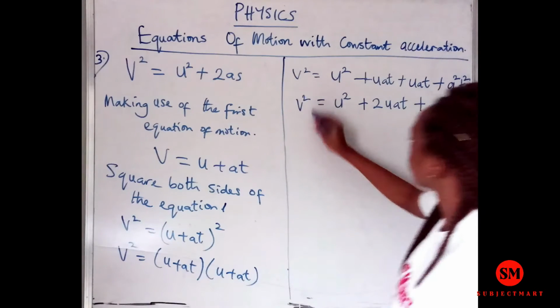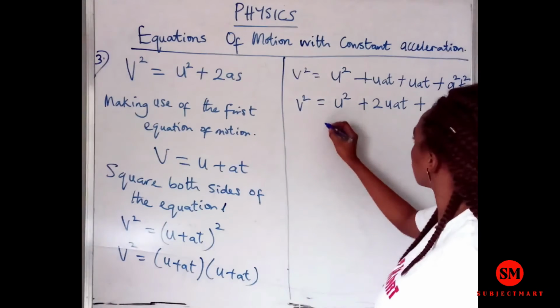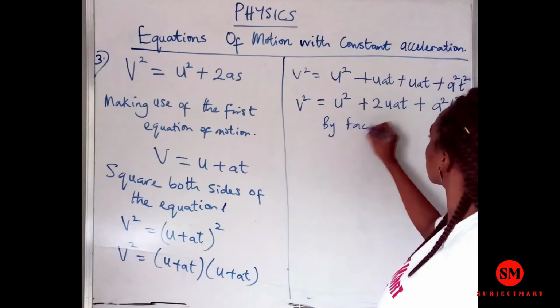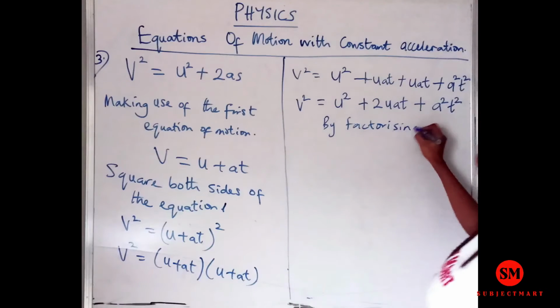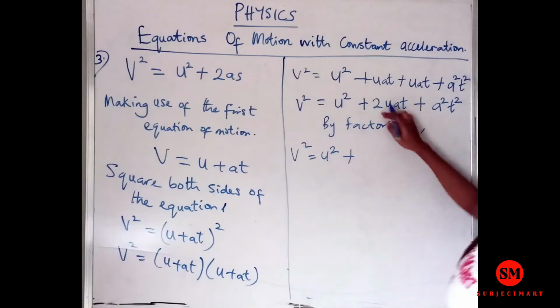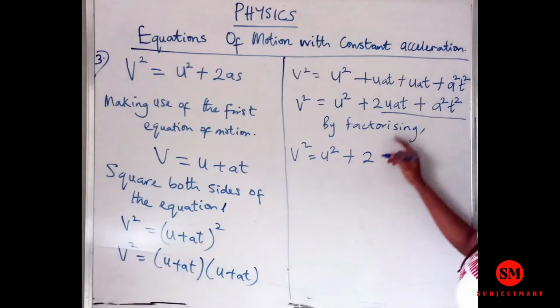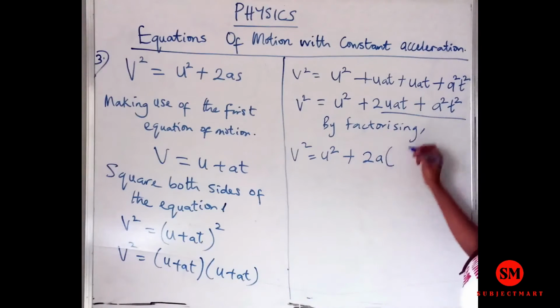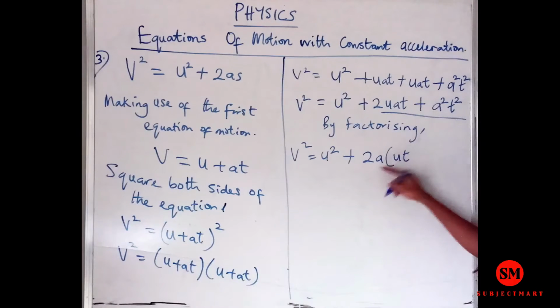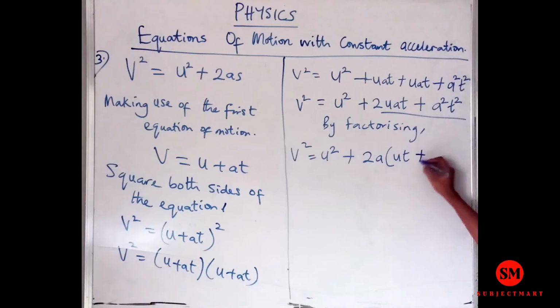So from here, we are just going to factorize. We factorize these two. By factorizing, we have v squared is equals to u squared plus, we factorize this, 2a is common to both sides. So 2a times ut will give us 2uat plus, this will be half at squared.